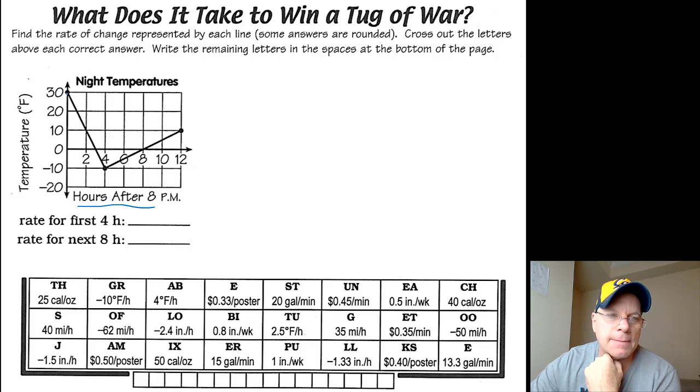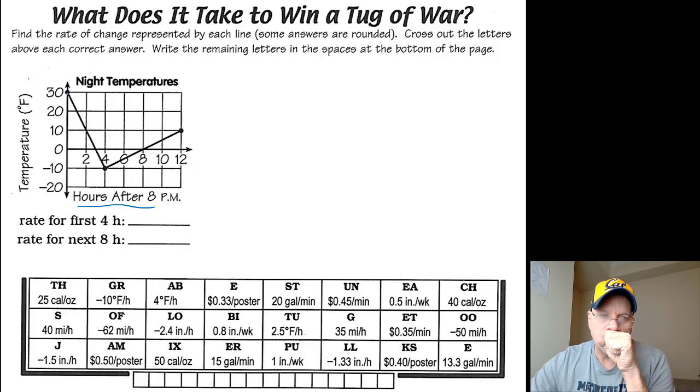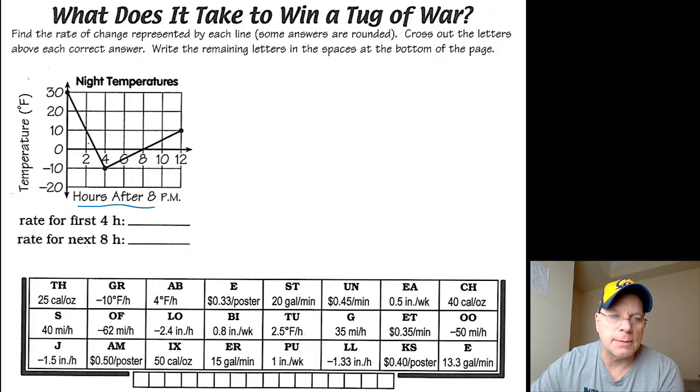So at 8 p.m. it's 30 degrees. 2 hours after 8 p.m., so at 10 p.m., it's 10 degrees. At midnight, 4 hours after 8 p.m., it's the coldest at 10 degrees below zero.